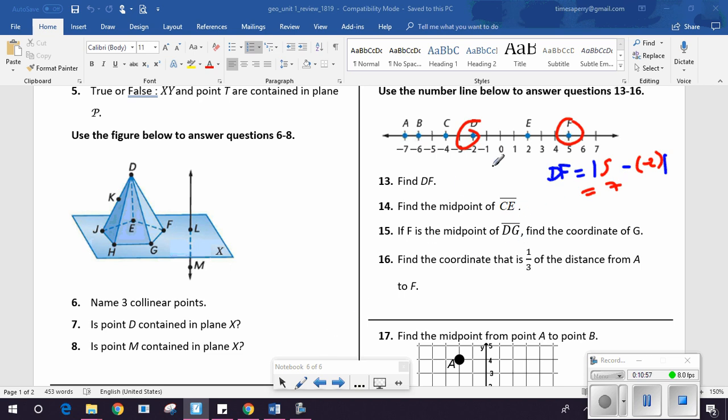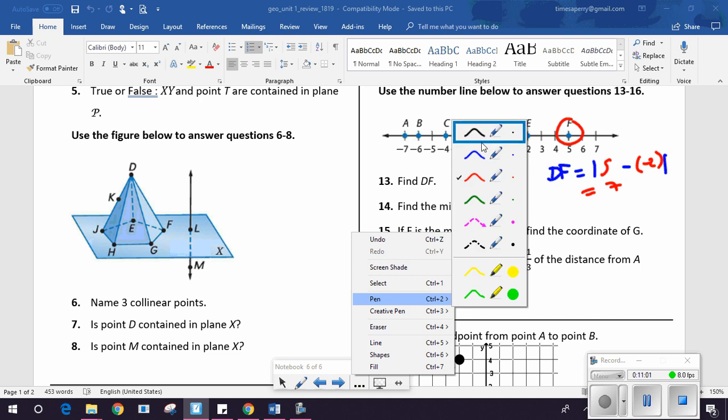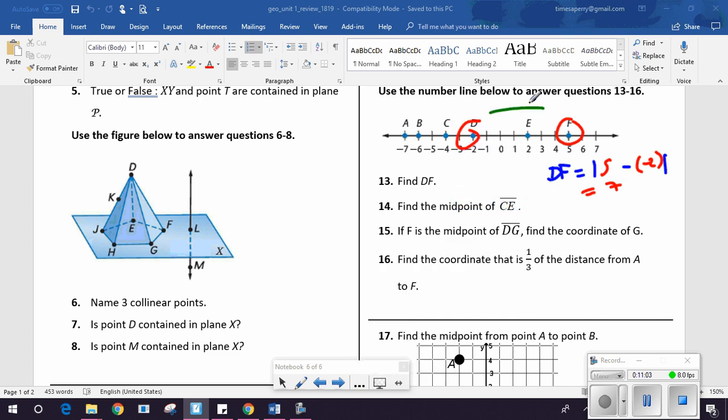Since we're moving towards the right to get from D to F, we're going to keep moving towards the right to get to G. So we're going to add, since that's positive, but we're starting at F, and we're going to add 7. So that'd be 5 plus 7, which is 12. So G is located at 12.